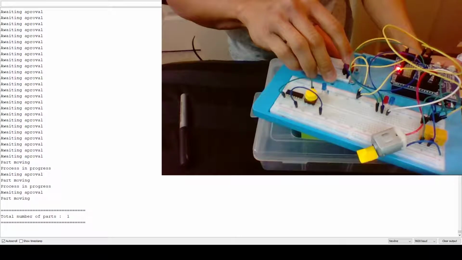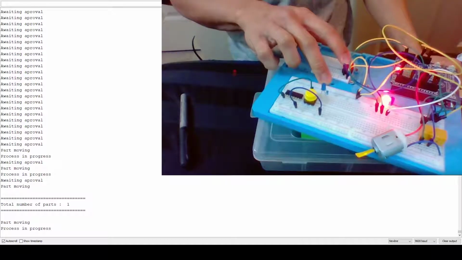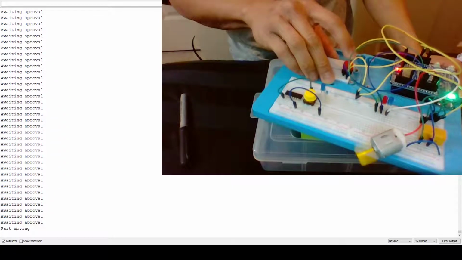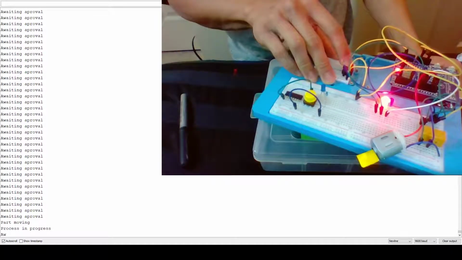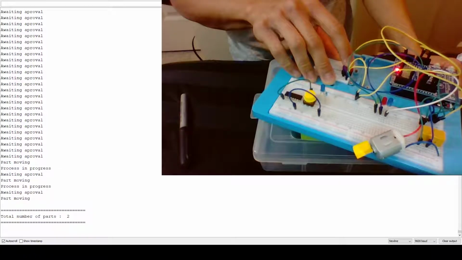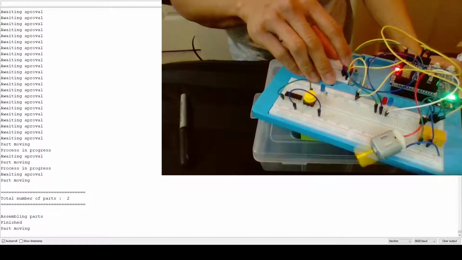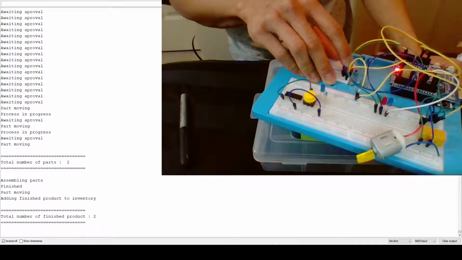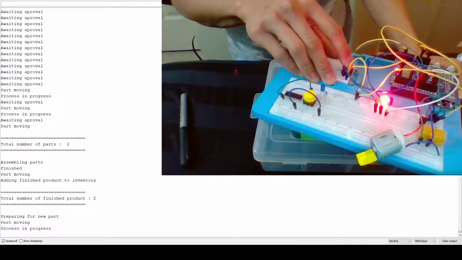Now it's adding the part. The parts reset, because once there's two parts, then it combines it. So now we just finished the first process of the second part. This is the second process. And the third process adds the part. Now it's combining the parts, moving it to the inventory, and then shows us how many in the inventory we have.